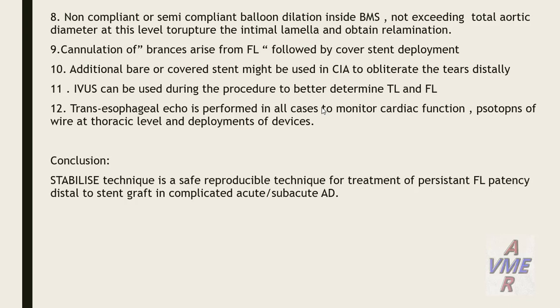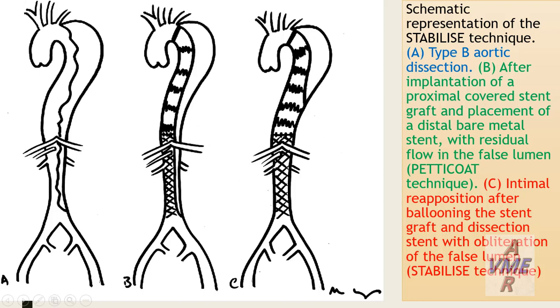So, the PETTICOAT technique. In this picture we have a type B aortic dissection. Petticoat means that after we deploy the covered endograft stent to cover the entry tear of the type B dissection, we can continue to cover the remaining thoracic or aortic segment using a PERIMETER stent. In the case of the STABILISE technique, we are doing ballooning here, with compliant, semi- or non-compliant balloons, for the endograft and PERIMETER stent to rupture the lamella.